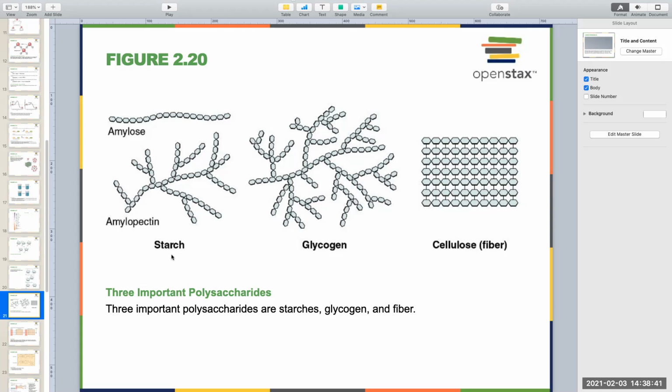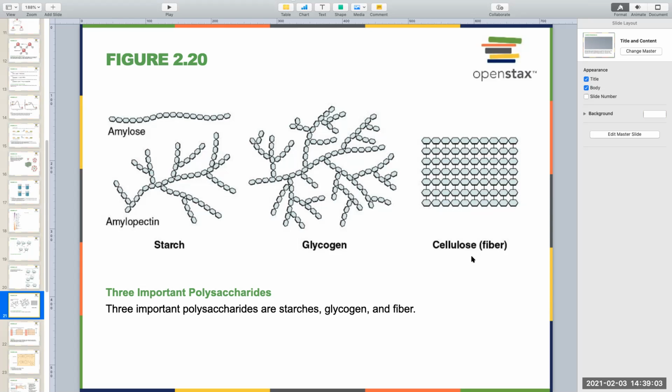Starches are how plants save their glucose. So starches that we normally know that are found in like potatoes and things of that nature, those are sugars that are stored in plants. That's how plants store their sugars. Cellulose are the fibers that give the plants their shape.